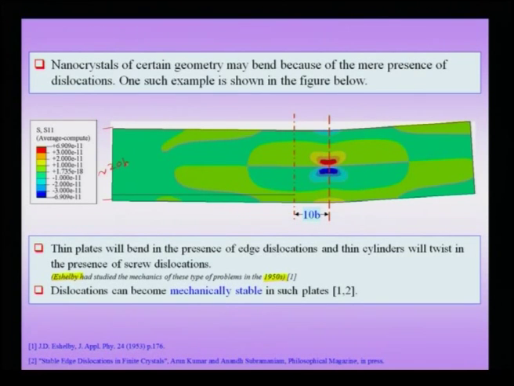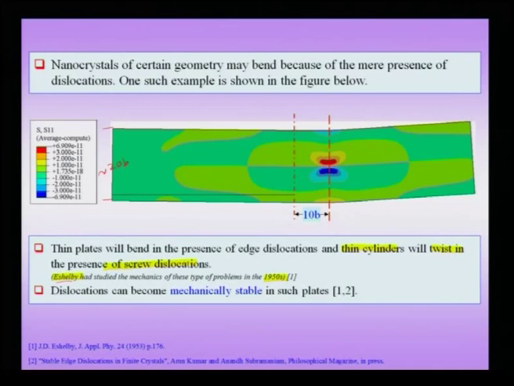Thinner plates will bend more, thicker plates will bend less in the presence of an edge dislocation. It is important to note that originally, of course, Eshelby also studied dislocations in thin cylinders, and the kind of dislocation he talked about was actually screw dislocation in thin cylinders, and these cylinders will tend to twist in the presence of a screw dislocation.